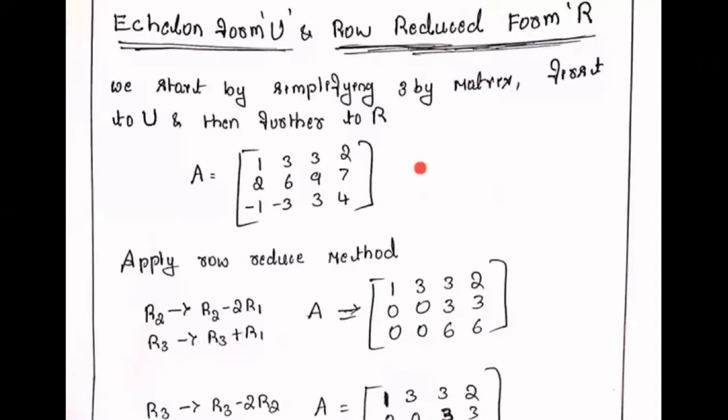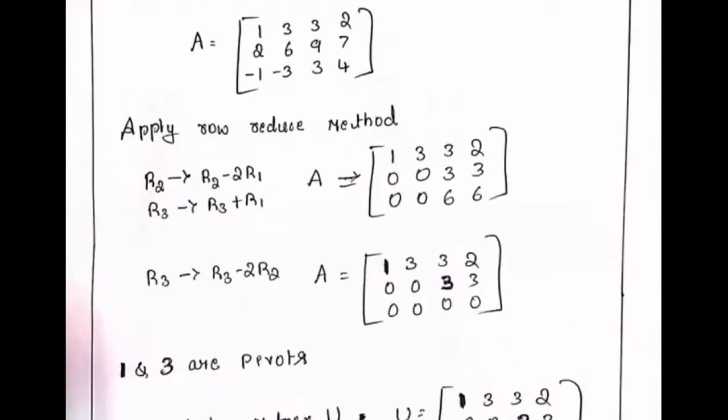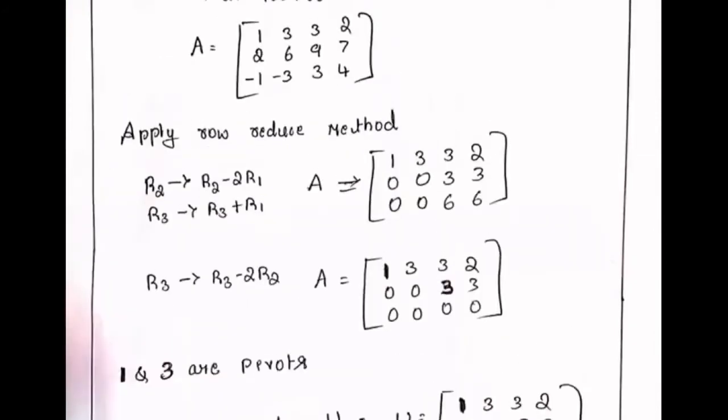So first, we are going to consider a matrix. A is equal to [1, 3, 3, 2; 2, 6, 9, 7; minus 1, minus 3, 3, 4]. This is the matrix we are considering. Now we are trying to find the echelon form of this, that is, we are trying to find U. So I'm considering matrix A, and I want to reduce it using the row reduce method.